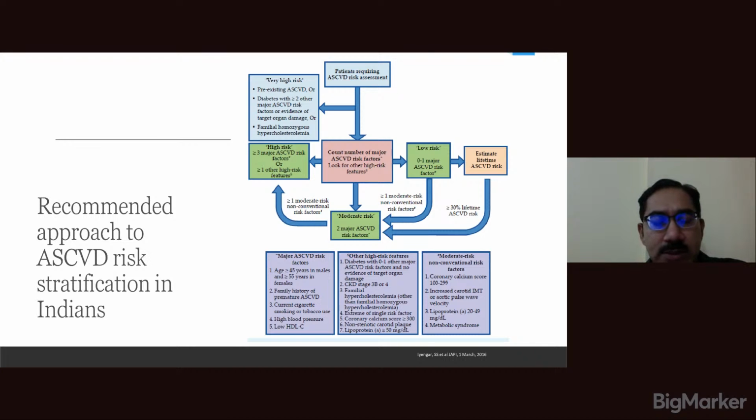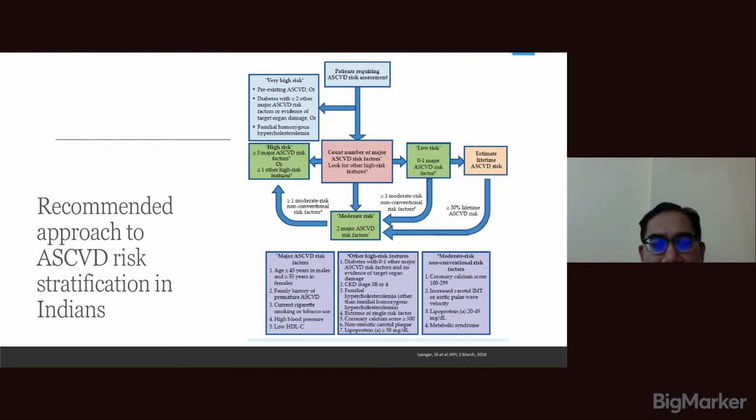So, what are the major atherosclerotic cardiovascular disease risk factors? These are age of more than 45 in males and more than 55 in females, a family history of premature cardiovascular event, current cigarette smoking or tobacco use, high blood pressure, or a low level of HDL. What is a moderate risk patient? A patient who has two major atherosclerotic cardiovascular disease risk factors is a moderate risk patient. The low risk patient is one who has 0 to 1 major risk factors.